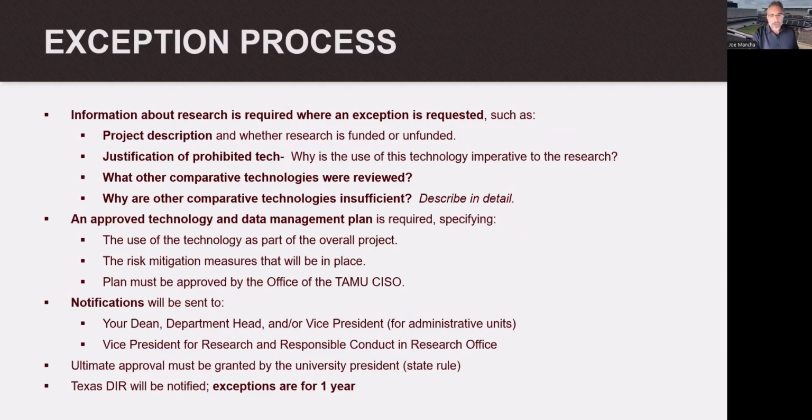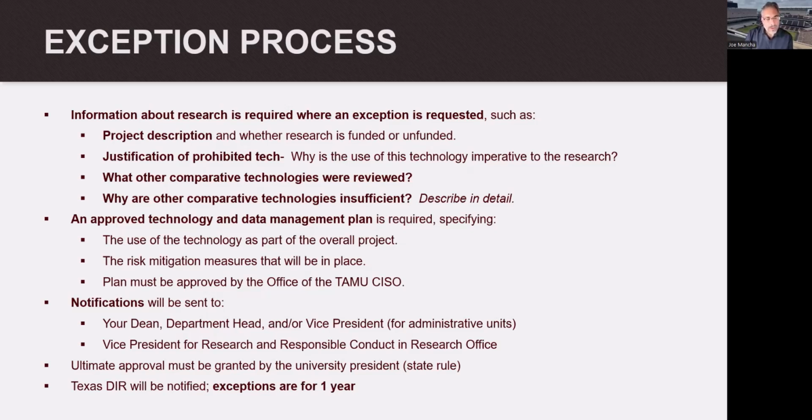More specifically, what do we need from you when you are requesting an exception? We will need from you a project description. We'll also need a justification for the use of prohibited technology. We want to know what comparative technologies were reviewed. We'll need to know why those comparative technologies did not meet your needs. In addition to that, we'll also need to have an approved technology and data management plan, which includes how you're going to use the prohibited technology as part of your overall project.